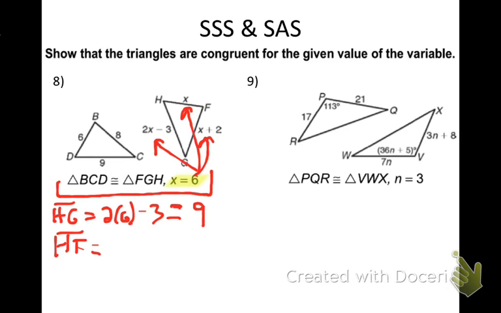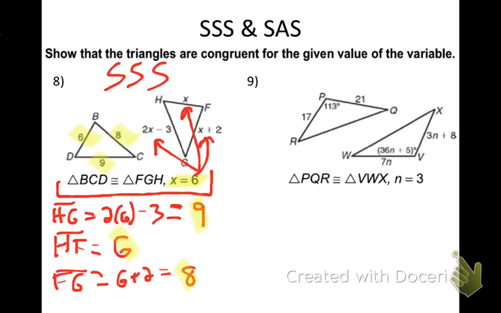And then I do HF. HF equals, plug 6 in, I get just 6. And then I do FG. Plug it in, 6 plus 2 equals 8. So I had lengths of 9, 6, and 8. What congruence shortcut would this be, Tyler? SSS. Did you see that? Because they're all 3 sides. So I know all 3 sides, so side, side, side.